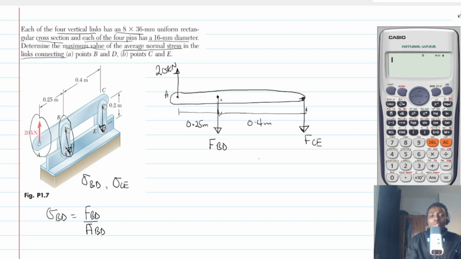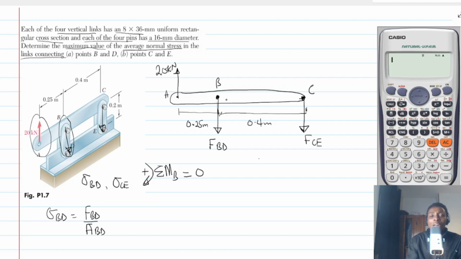The simplest way to do this is to sum moment about B. Why do we sum moment at B? If we sum moment at B, it will eliminate FBD and we can find FCE. And then we will stand at C and sum moment. Again, it will eliminate FCE and we can get FBD. Or we can also sum forces and then solve for the equation. So let's look at summation of moment.